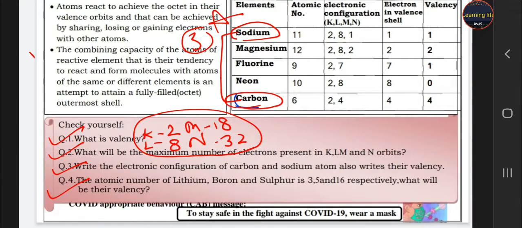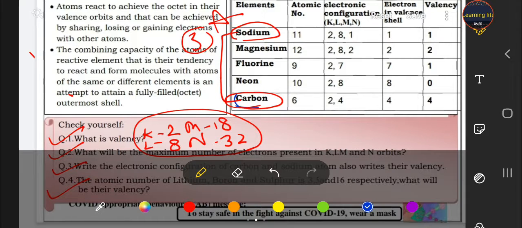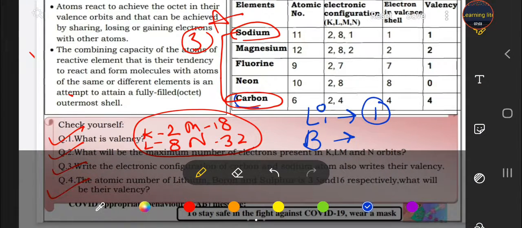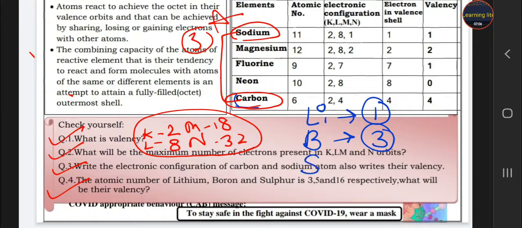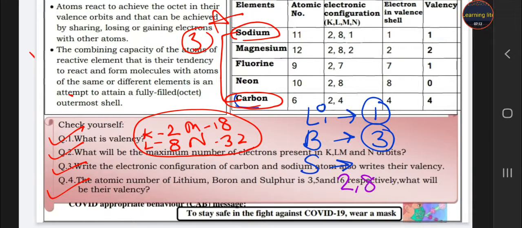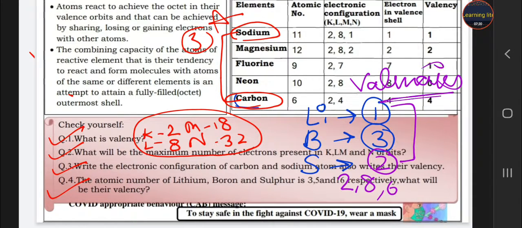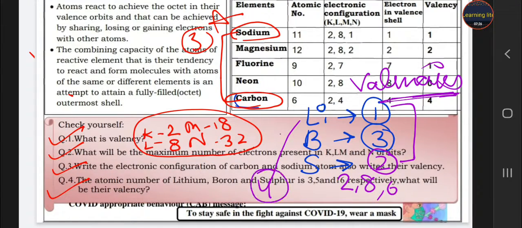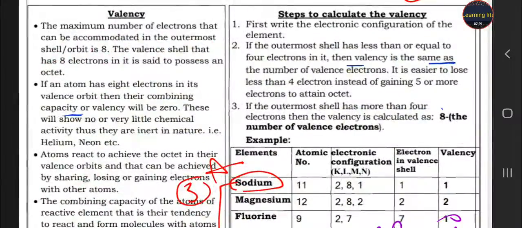Fourth one, the atomic numbers of lithium, boron and sulfur are given. What will be their valency? So for lithium, valency is 1. For boron, valency is 3. And for sulfur, 16, we have to distribute 2, 8, 6. So valency is 2. So these three are the valencies, and this is the answer of your fourth question.